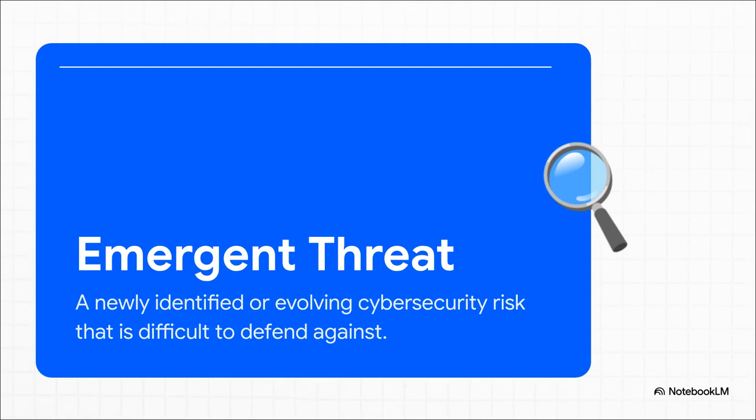So what in the world is an emergent threat? Well, think of it like a brand new kind of opponent, one who shows up with a playbook nobody's ever seen before. A perfect and frankly scary example is AI-powered phishing attacks. We're talking about AI crafting fake emails that are so good, so personalized, that it's almost impossible for a human to tell they're fake. That's an emergent threat.